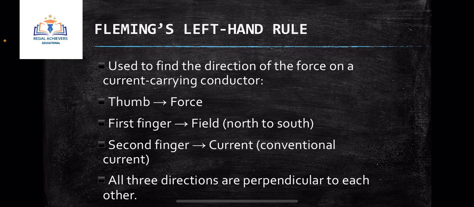Fleming's left-hand rule. This is used to find the direction of the force on a current-carrying conductor. In doing that, we're made to understand that the thumb represents the force. The first finger shows the field, whether it is north to south. The second finger represents the current, the conventional current, and all three directions are perpendicular to each other.